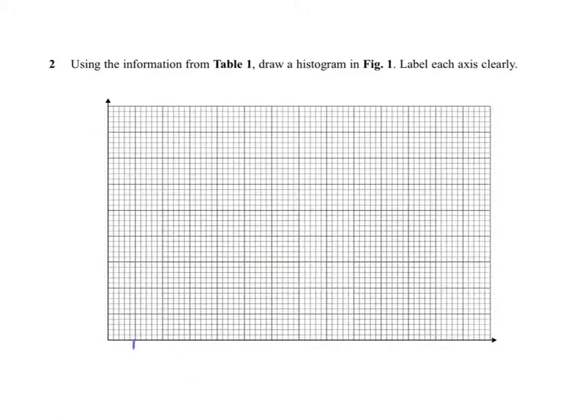7.5 to 9.5 is a width of 2, so I'm going to use 2 squares. Then going to 11.5, 14.5, 17.5, and finally 19.5. I don't have a tool for a ruler on this. It's important that you use a ruler on the day.